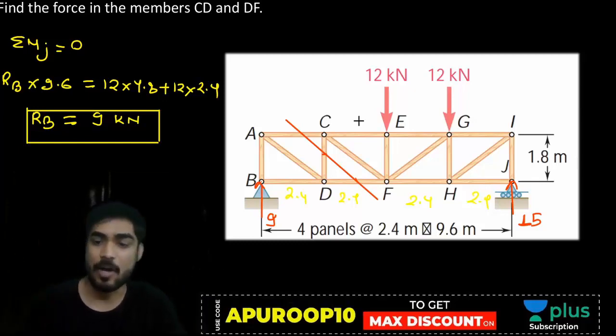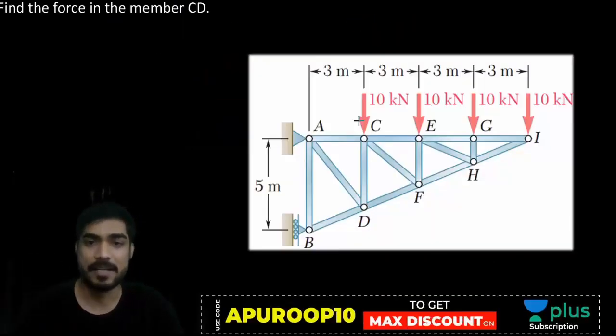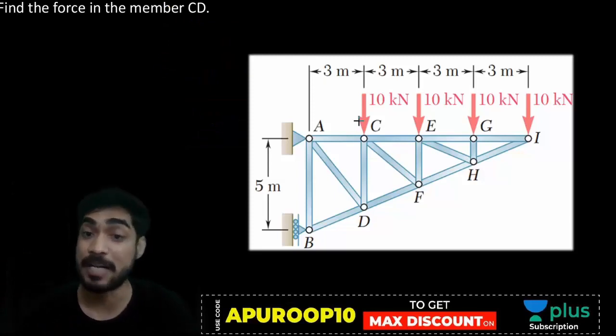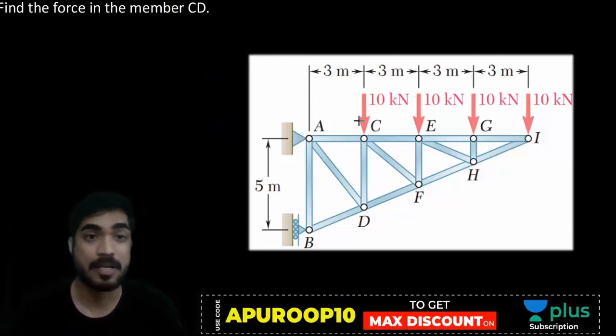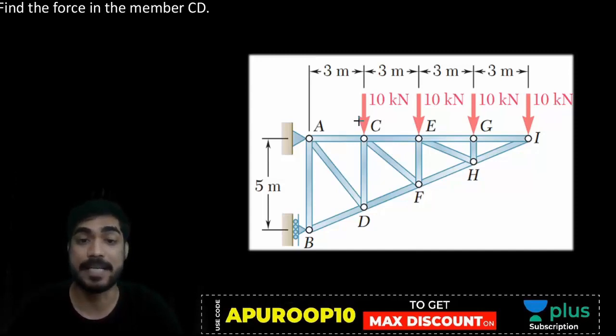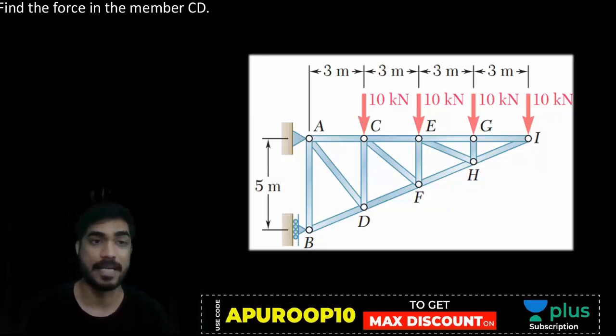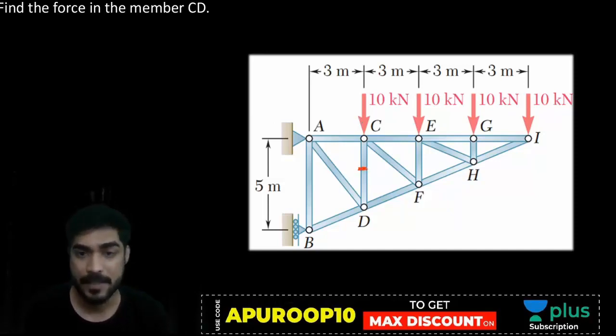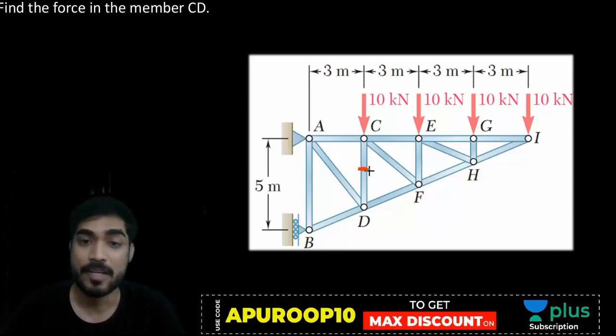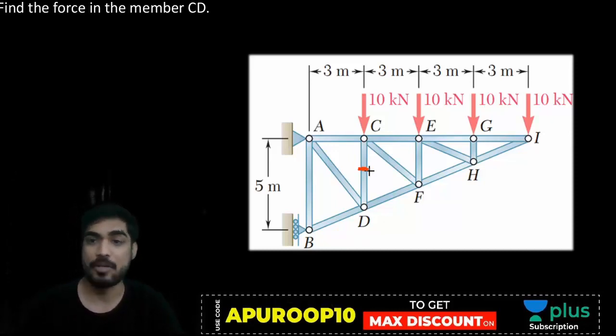Okay? Let's solve one more problem. Let's solve this problem. Interesting problem. Find the force in member CD. How are you going to find the force in member CD? Member CD means this member. So how will you cut this? First of all, you need to understand how you are going to cut it. So can I cut it like this?